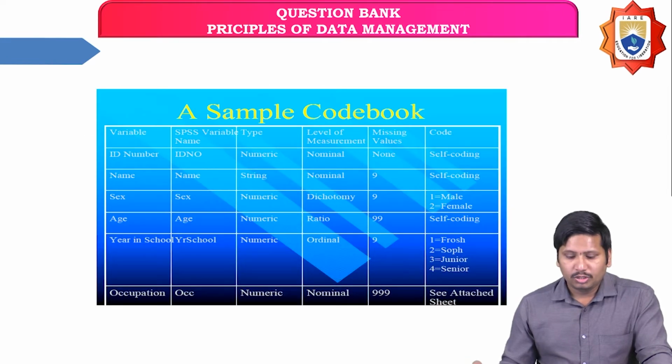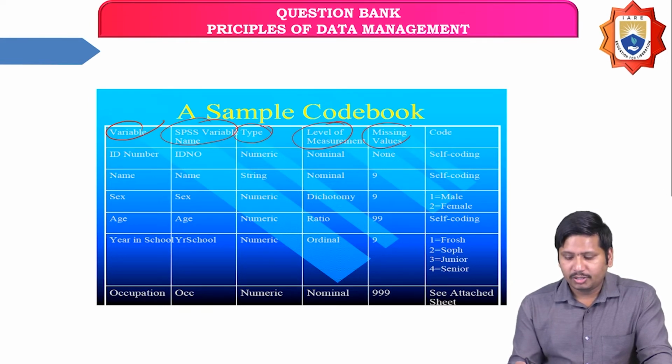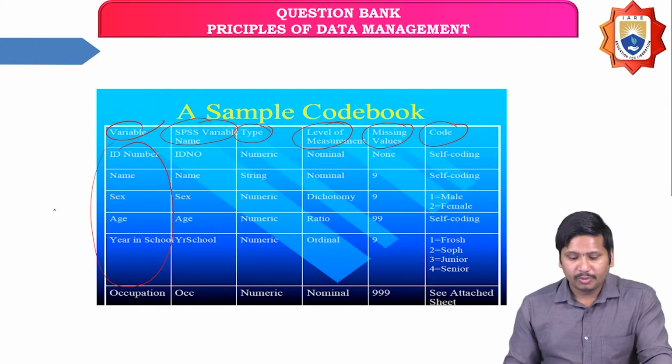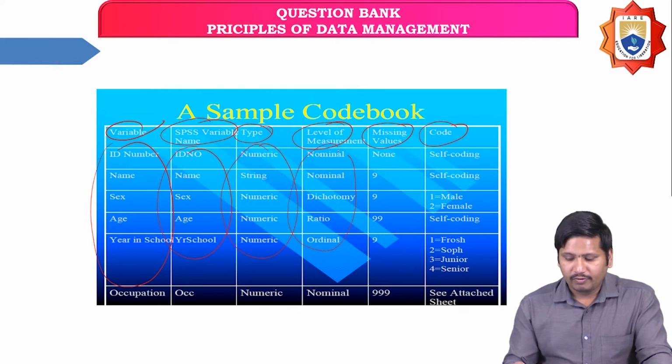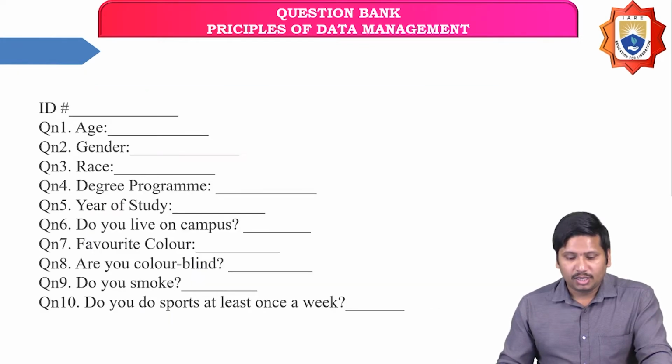The simple code book looks like this: variable number, SPSS variable name, type, levels of measurement, missing values, and code. So these are the variables, the SPSS variable name, what type of variable it is, what kind of level of measurement, what the missing values are, and what kind of coding is done on the particular variable.